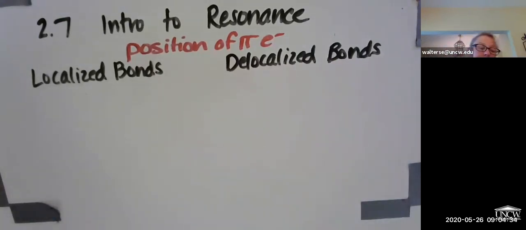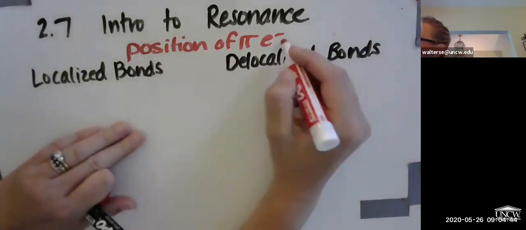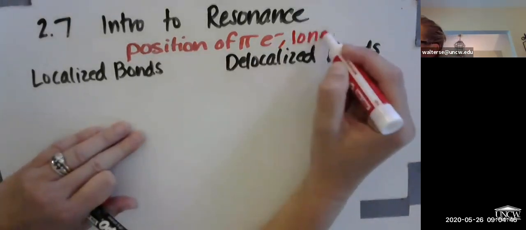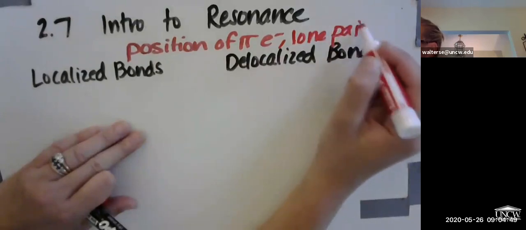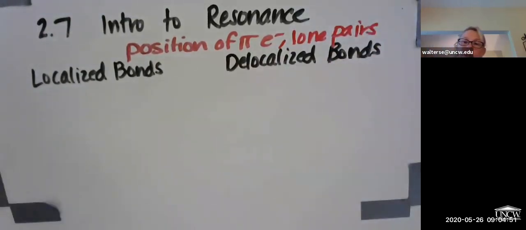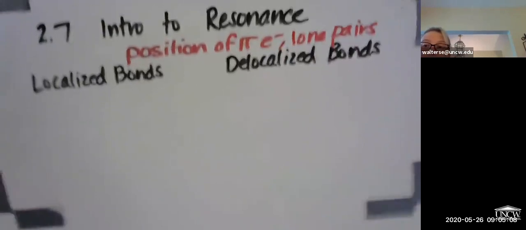So those are the pi electrons. And then the other thing when we talk about resonance, it's position of pi bonds as well as nearby lone pairs. So lone pairs you should be familiar with. Those are electrons that are on atoms that are not involved in a bond. Okay. So the difference between localized bonds and delocalized bonds is with respect to the number of atoms that participate.